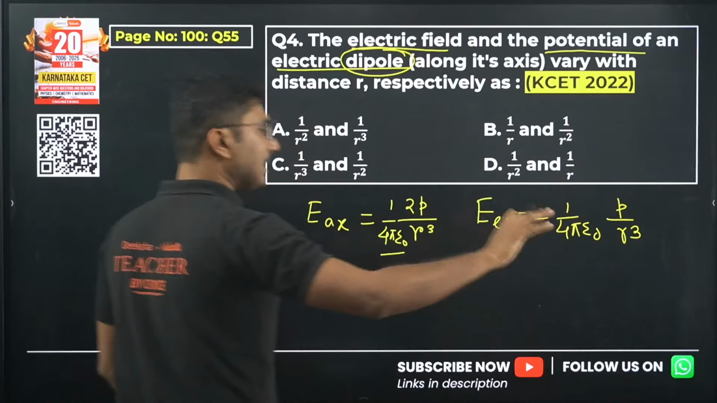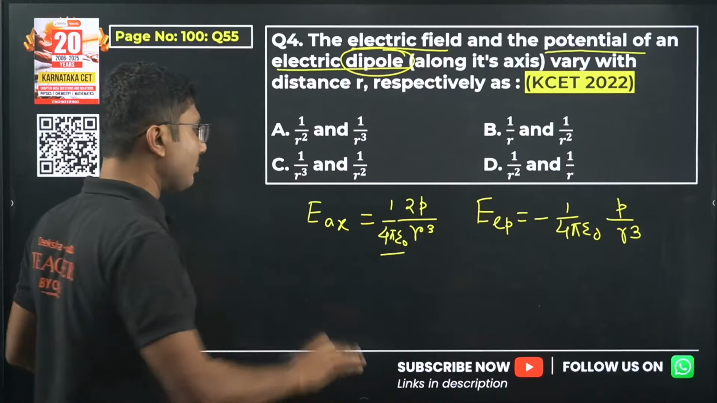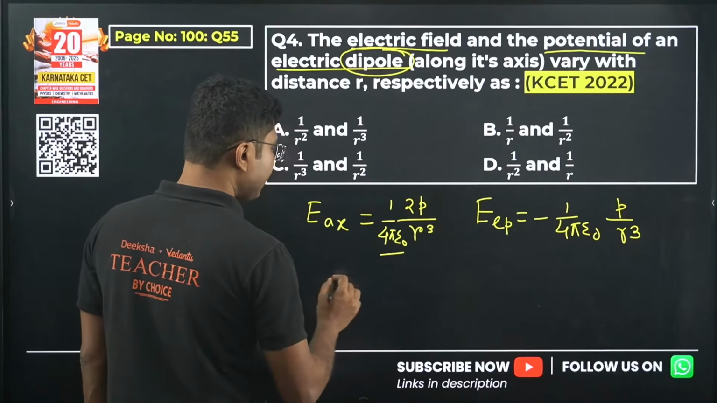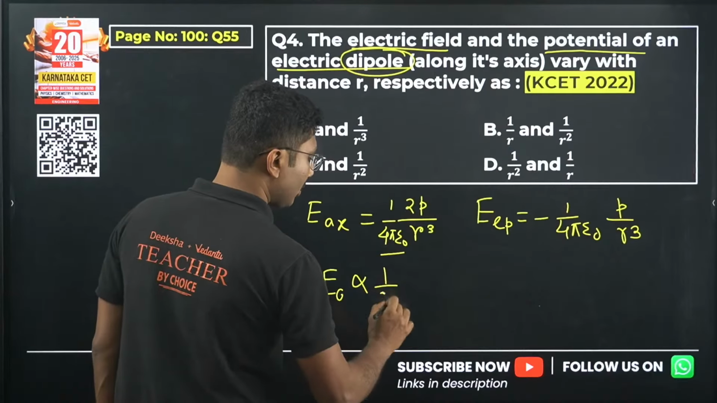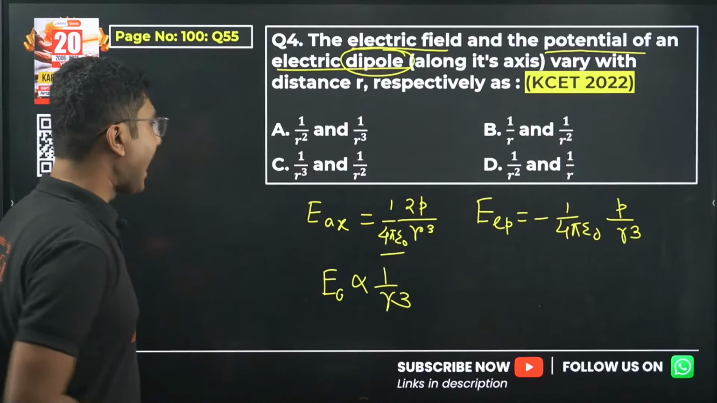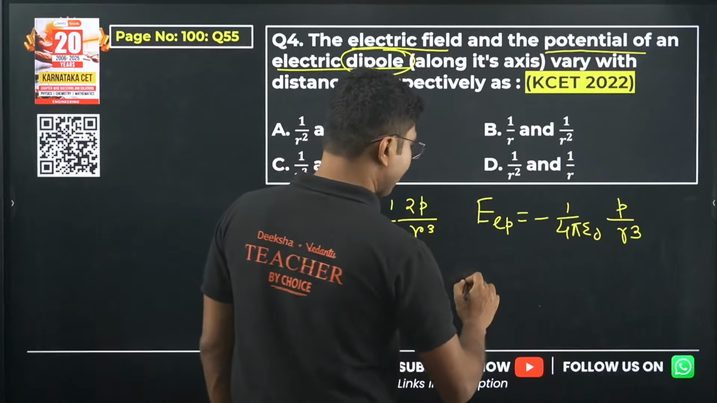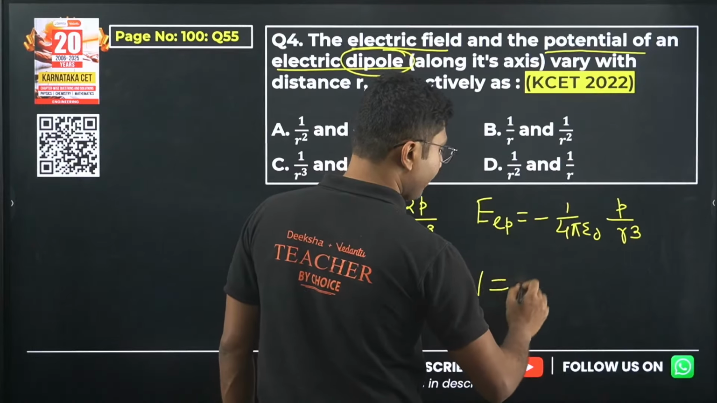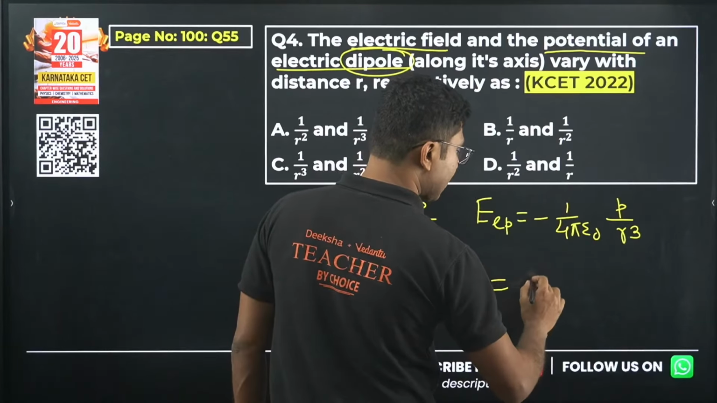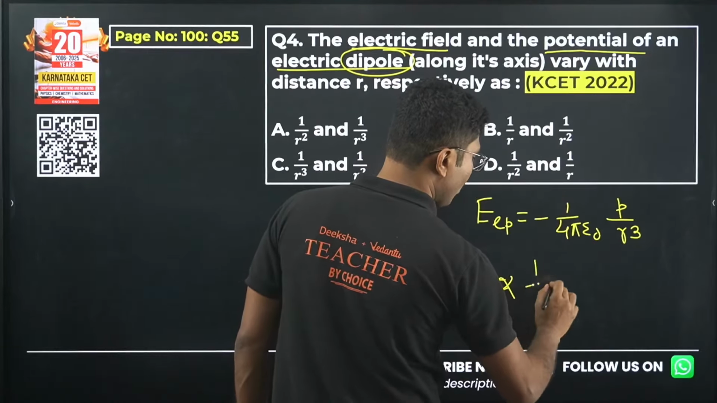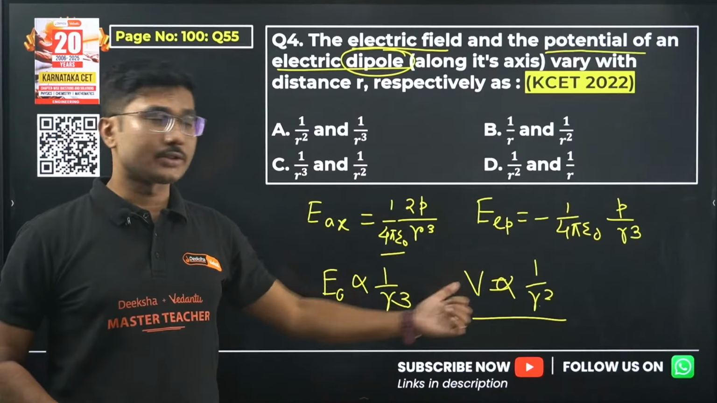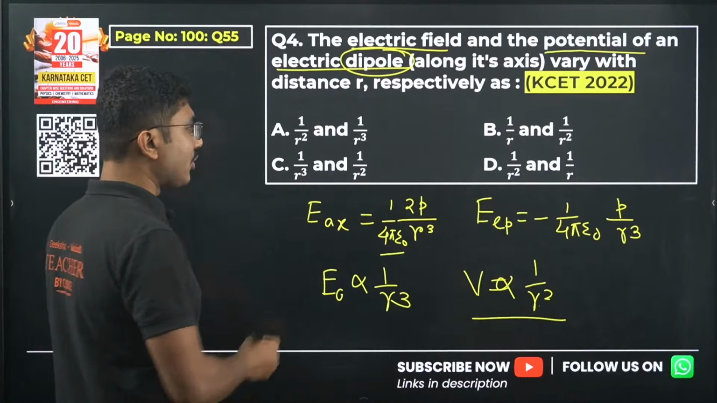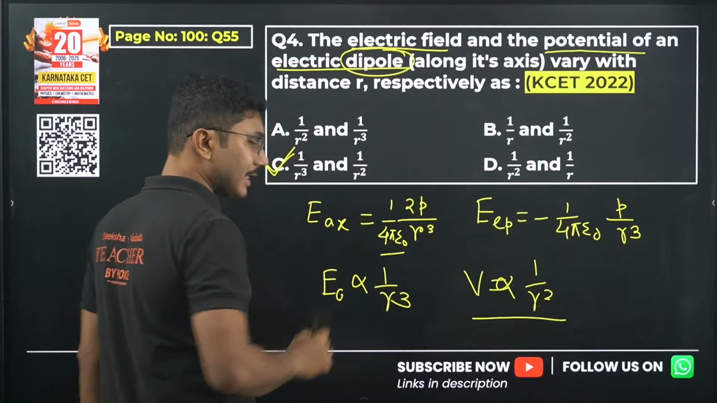So in the general equation, in all cases the electric field due to a dipole is always proportional to 1 by r cube, and the electric potential, if you calculate, is always p cos theta divided by r square, so it is proportional to 1 by r square. So potential is proportional to 1 by r square, electric field is proportional to 1 by r cube. So option C is correct.